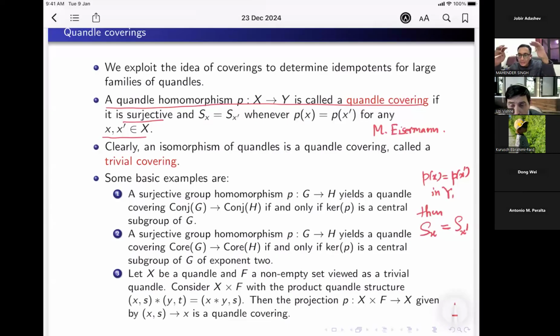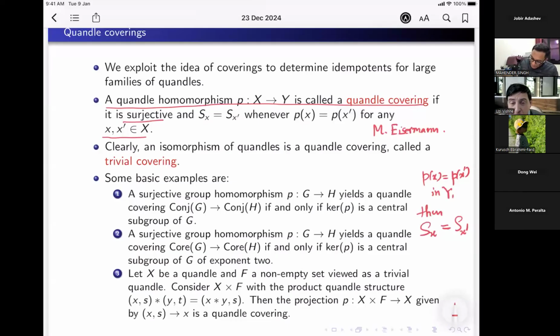So a quandle covering is a quandle homomorphism. What is a quandle homomorphism? It's just a map which preserves the quandle operation, just like a group homomorphism. In fact, the set of all quandles is a category, so you have morphisms and so on. And a quandle covering is just a quandle homomorphism which is surjective with the property that if 2 points in X are mapped to the same point, then the right translation by those 2 points should be the same in the upper space X. Obviously, if you take a quandle isomorphism, then there will be a unique point in each fiber, so it's obviously a quandle covering.